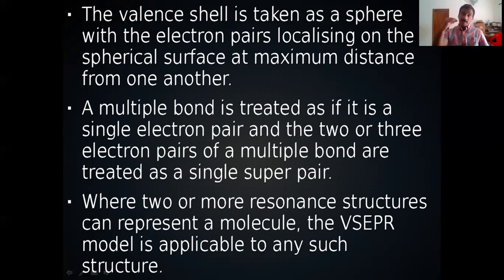Then about the multiple bonds: in some cases, double bonds and triple bonds are present. In such cases, how will you consider them? Whether as two pairs of electrons or one pair. Here, multiple bonds are considered as a single electron pair, but we will call it a super pair. What is the reason? There is more than one electron pair, therefore it is considered as a super pair.